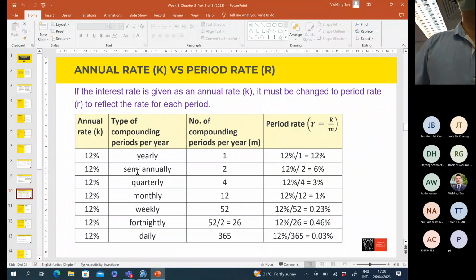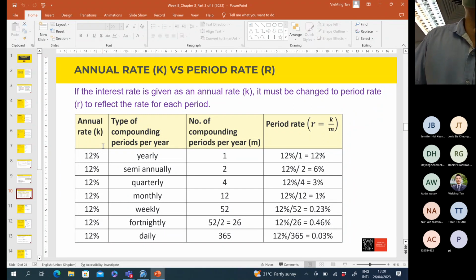That's the meaning. How about quarterly? Quarterly means every 3 months. So in 1 year there are how many quarters? 4 quarters. So M is equal to 4. The first interest can be given in March, then the next payment should be in June, right? Followed by September, then followed by December. That will be the 4th quarter. So 1 year has 4 quarters.